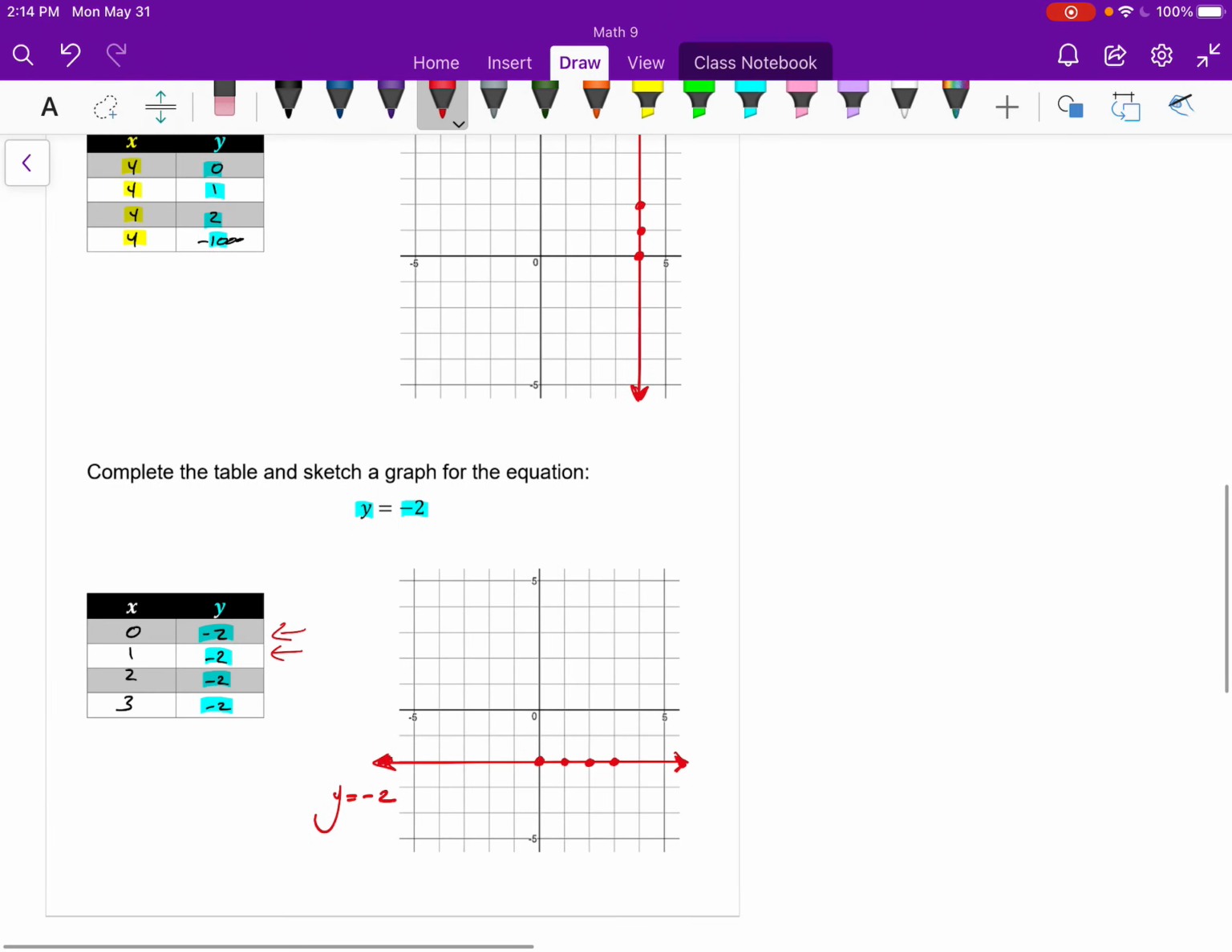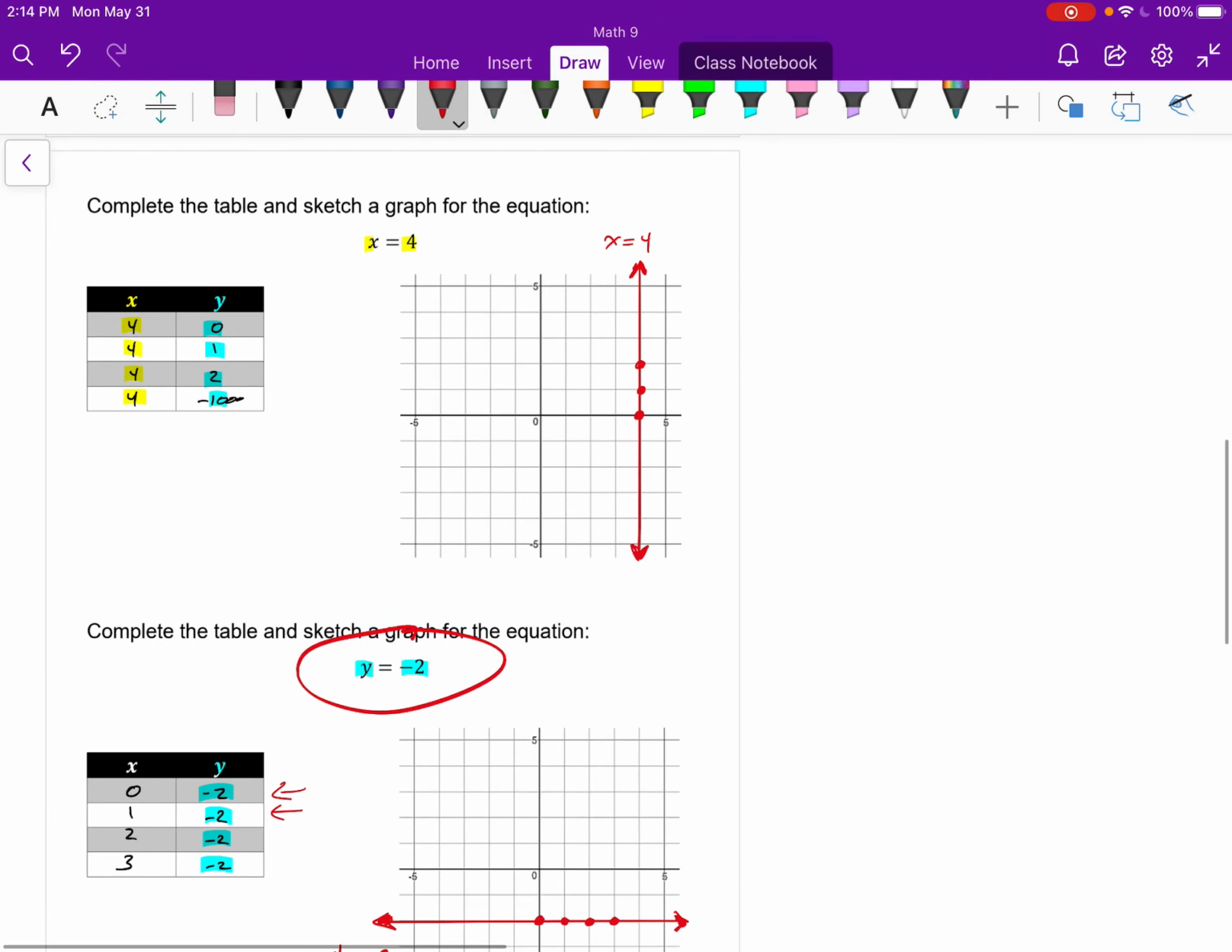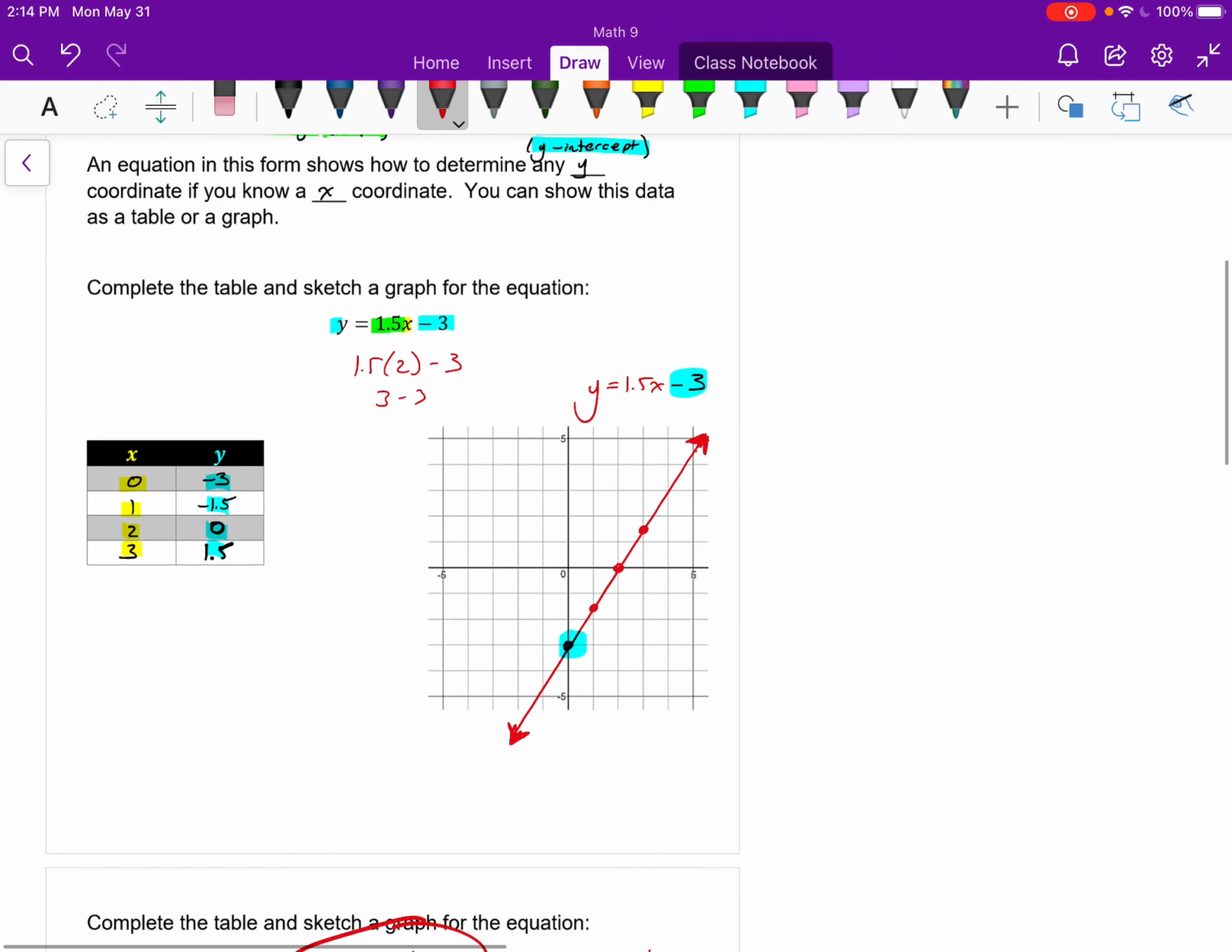So in general, if you have an equation with just a y or just an x, it's going to be a perfectly vertical or perfectly horizontal line. If you have an equation with both, it's going to have some sort of slope, some sort of diagonal.